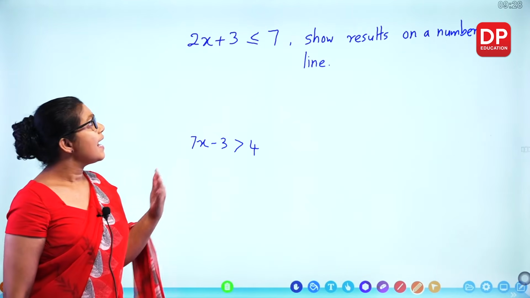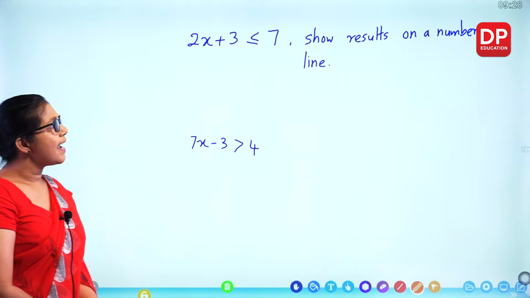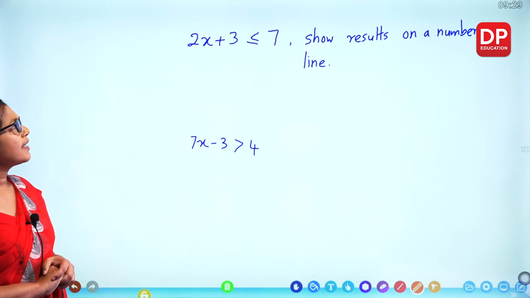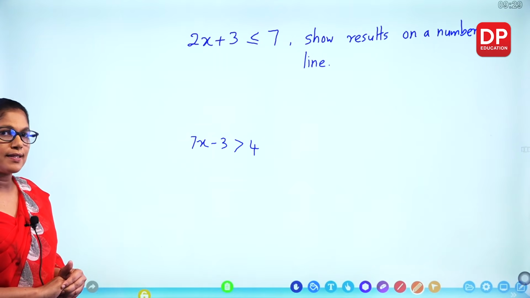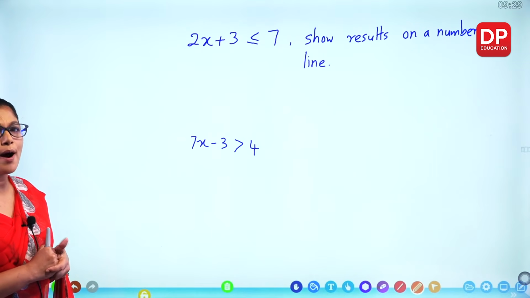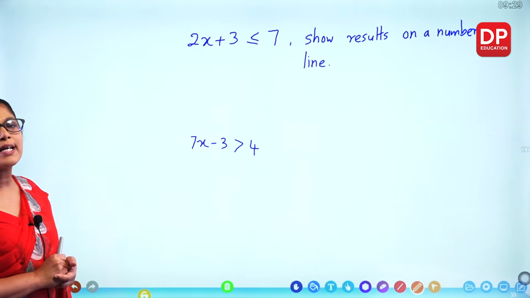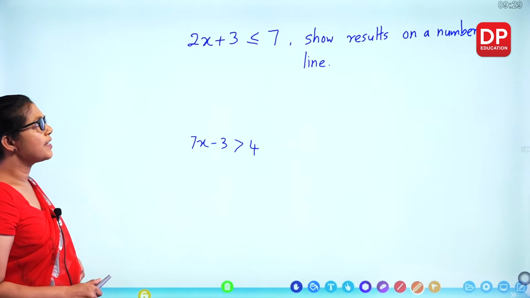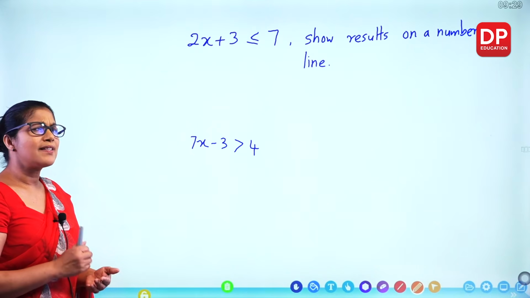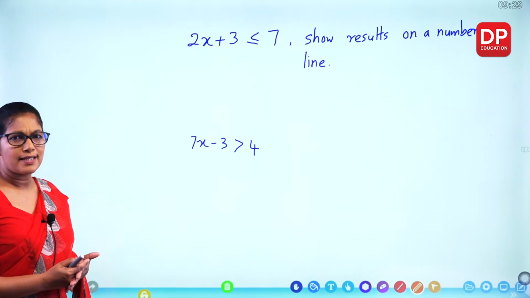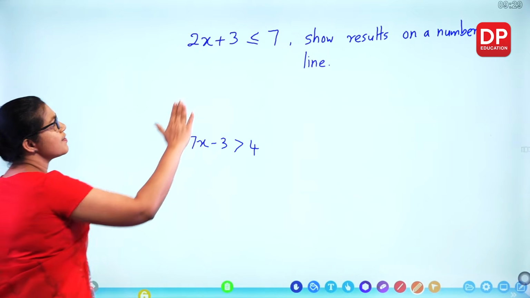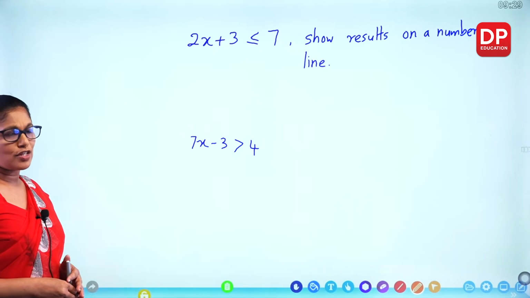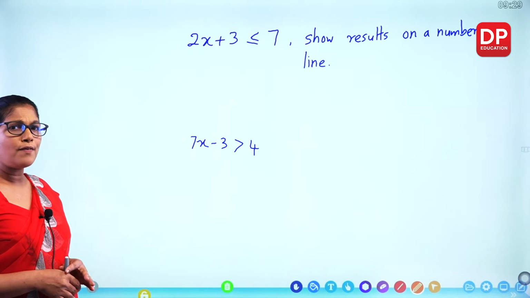Now we'll take an algebraic expression like this, and they are asking to show results on a number line. So what can we do? Now we learned several rules, so we have to apply those in these algebraic inequalities. So we'll take the first one, 2x plus 3 less than or equal to 7. So this is like a normal algebraic expression. So if you are considering this one as an equal sign, this is a simple algebraic expression, and if you want to solve, what do we do?